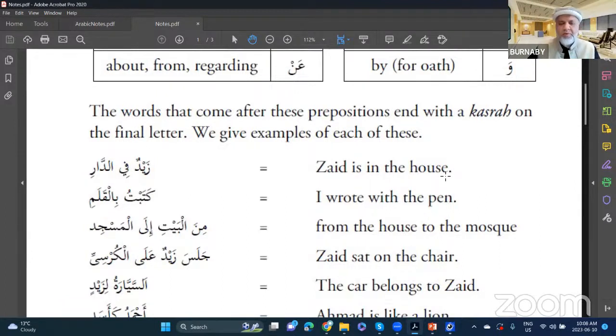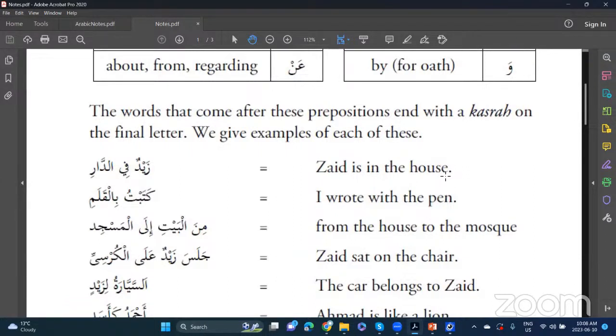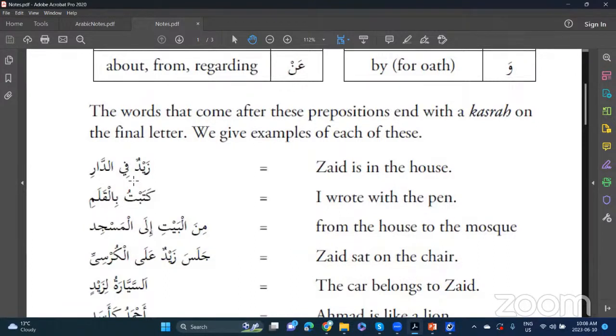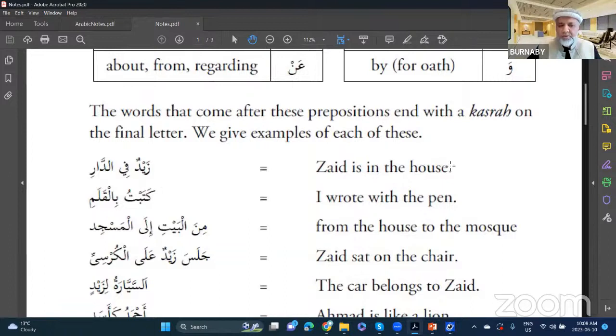Because the actual khabar was mawjudun. The khabar is normally mawjudun, right? So the khabar is not present here, but in that case, the mutalliq khabar becomes the actual khabar, and it's called the substitute khabar. So Zaidun is in the house.